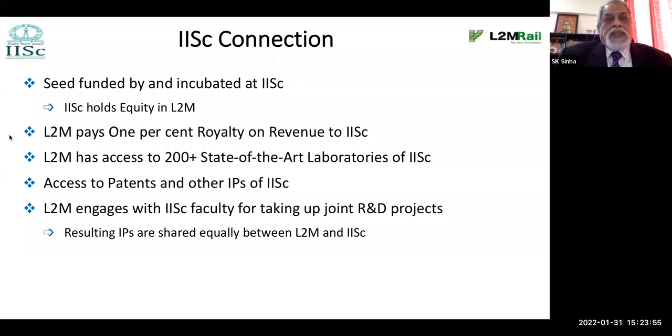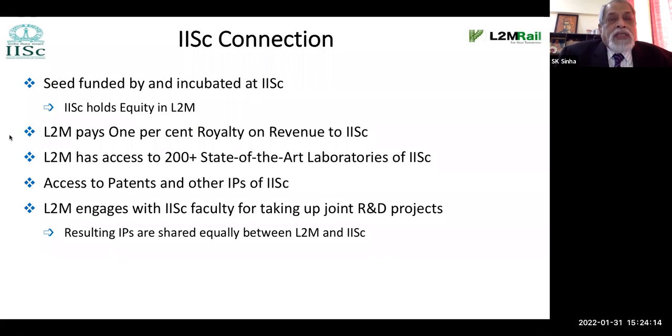Our IISc connection is very strong. We are seed funded by IISc. We have got a plug and play place at IISc. Even tea and coffee we get for free. And IISc holds equity in our company.